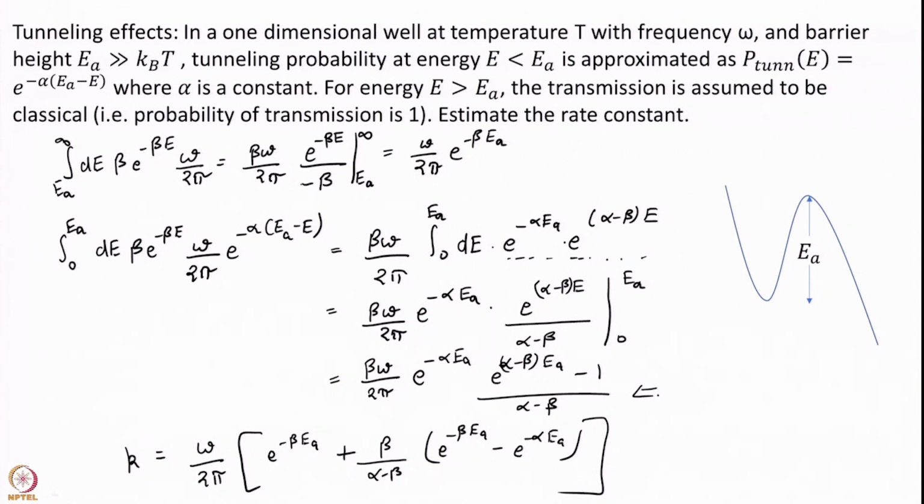And so, the setup was we calculate the rate constant as an integral over all energies, and for E less than E A we estimated it to be omega over 2 pi multiplied by the tunneling probability. For E greater than E A we simply took omega over 2 pi, and once you have that, the rest is just numericals.